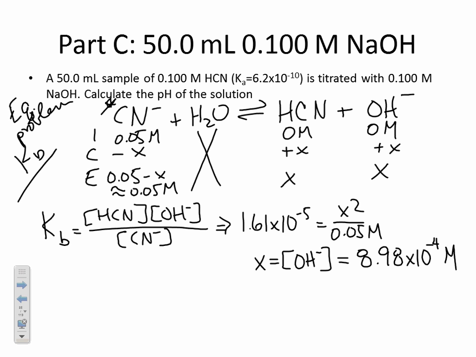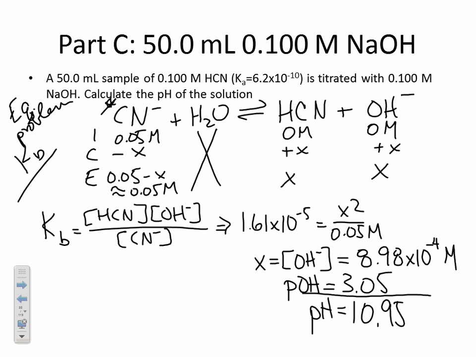We want to get pH, so the easiest thing to do in this case is take the negative log of it, get the pOH. So I'm not going to show the setup, but you take the negative log of 8.98 times 10 to the minus fourth. We get a pOH of 3.05. Subtract from 14 to get the pH. pH is 10.95. Which answers the question, what is the pH at the equivalence point?